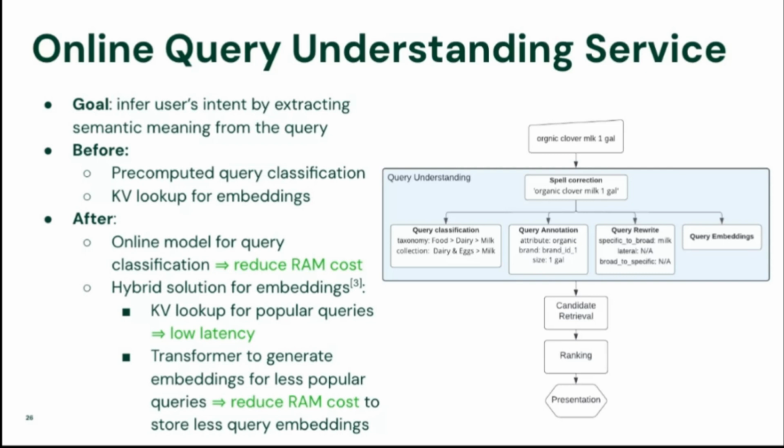And for embeddings, here we are taking a hybrid approach. For popular queries, we do key value lookup to reduce the latency. But for less popular queries, because computation is not very frequent, we just leverage the transformer models to directly do the computation. So it helps to reduce the memory requirement. I think it's through the real-time platform enablement that we not only improve the latency of the online QoS service, but also reduce resource consumption as well.